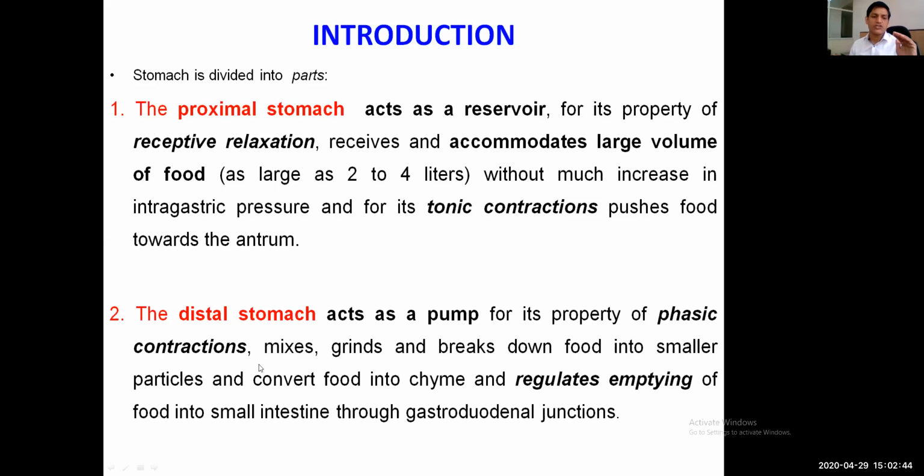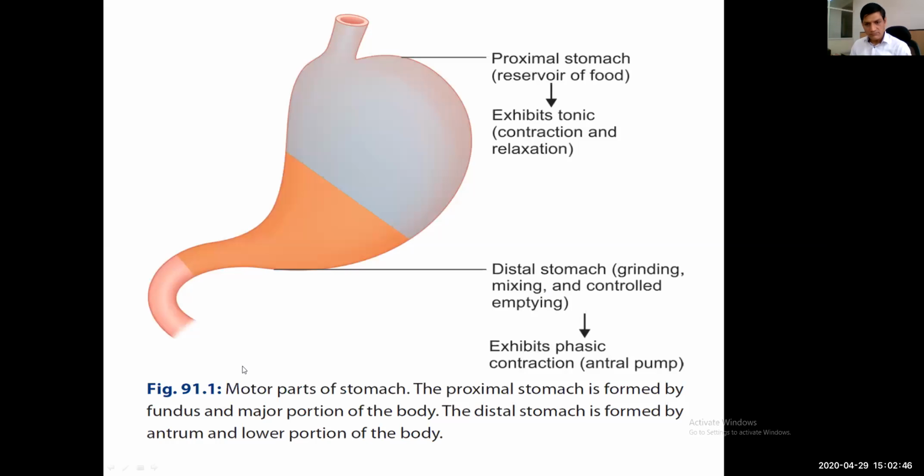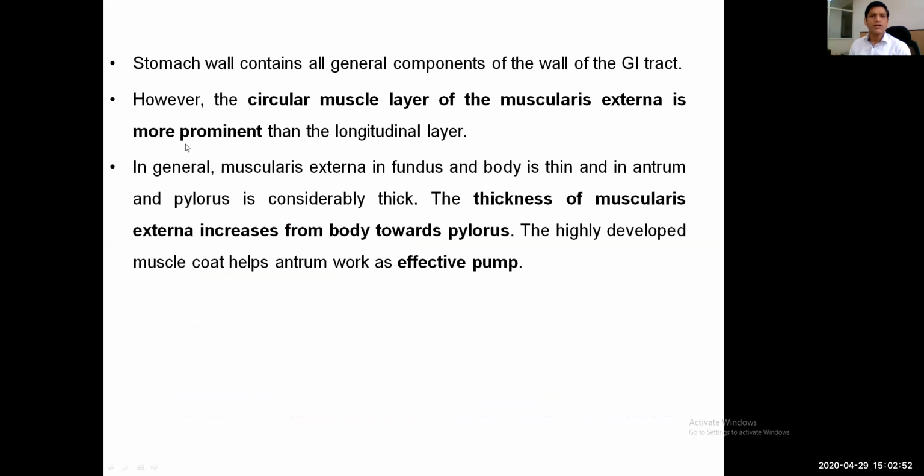There are two parts, the proximal part and the distal part. The distal part we have seen. Now the stomach wall. There are all the normal general components present in the wall.